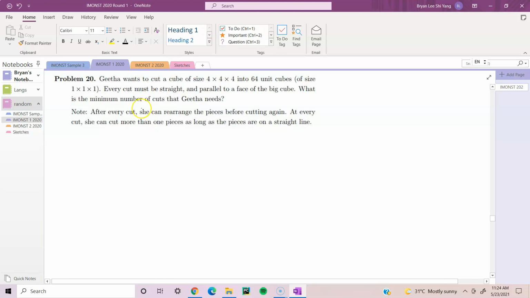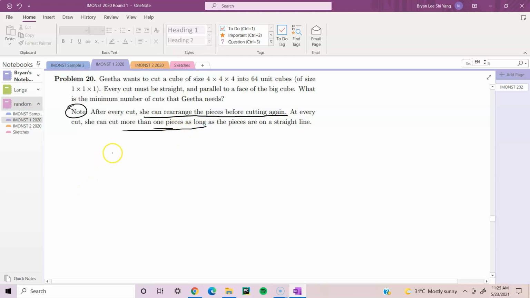Now, note, we need to emphasize this part because this girl Geeta can rearrange the pieces before cutting again, right? So she can cut more than one piece at once. So these two are important conditions.